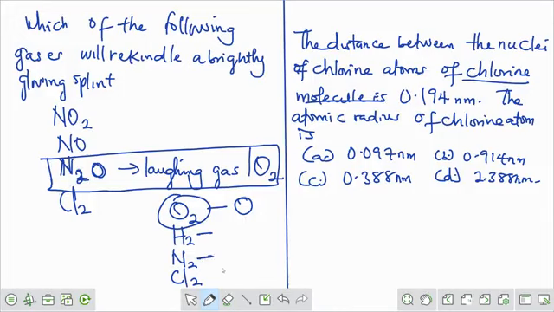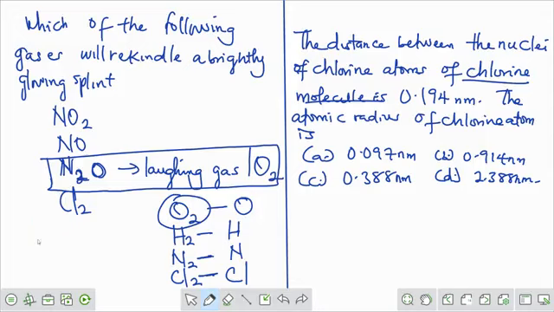This is hydrogen molecule, this is nitrogen molecule, this is chlorine molecule. But the atom of chlorine is just Cl, the atom of nitrogen is just N, the atom of hydrogen is just H. So a molecule of oxygen is different from an atom of oxygen. Unlike metals, which are monoatomic.